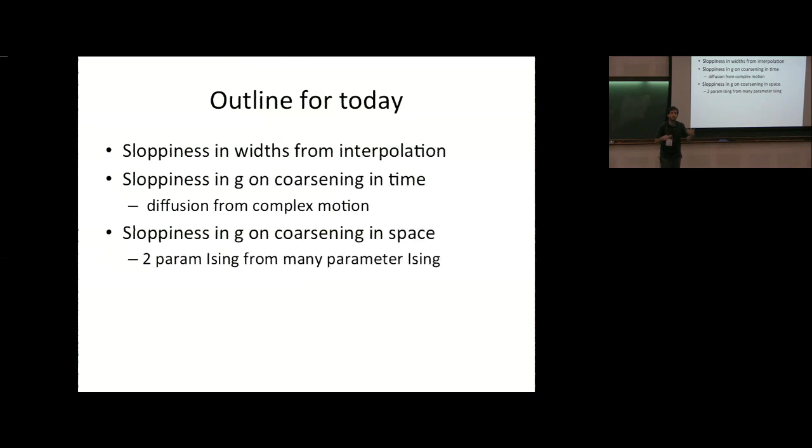as I coarsen my observables in time, it's going to become sloppy with the most stiff directions, so the most relevant directions, describing diffusion and drift. And then I'm going to talk about sloppiness in the metric on coarsening in space. And I'm going to show that when you do this, you recover this 2-parameter Ising model from a many-parameter Ising model. Okay.